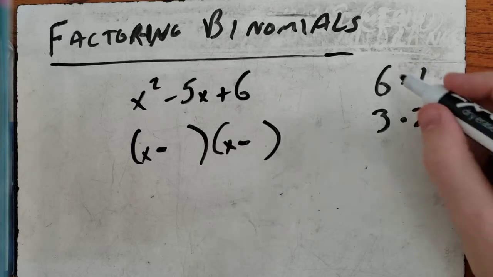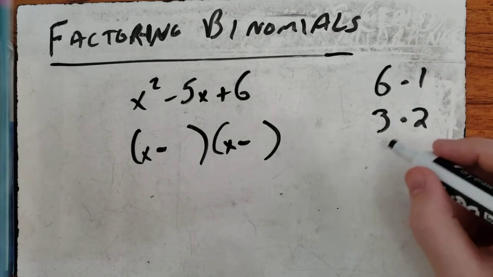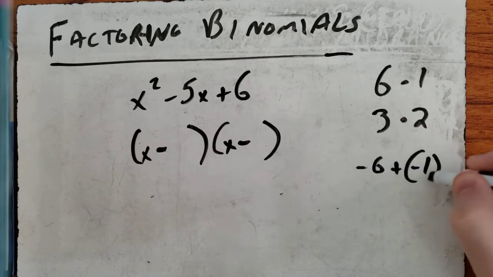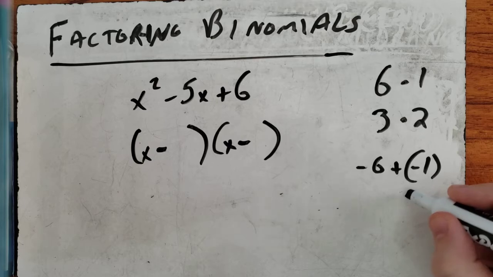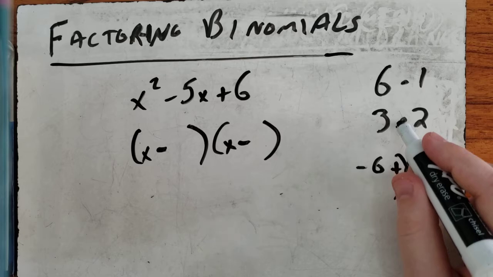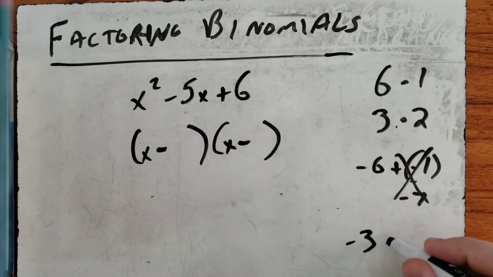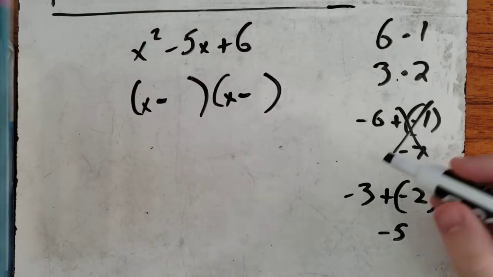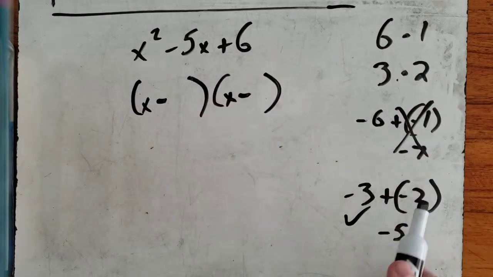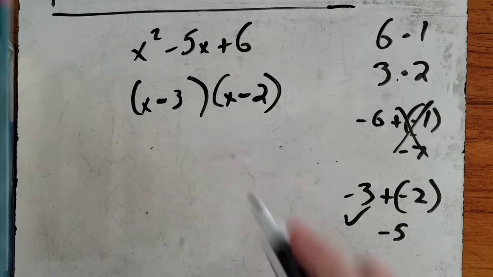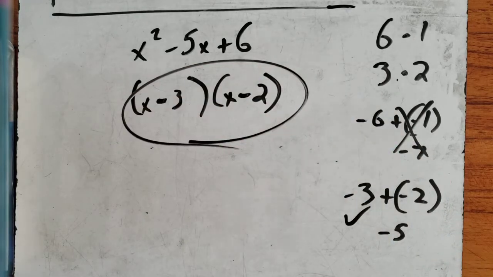Okay. So basically we're adding these. Okay. So negative 6 plus a negative 1, what does that give us? That gives us a negative 7, right? And that's not going to work. We need negative 5. So we try the other one, negative 3 plus a negative 2. Negative 3 and negative 2 gives us a negative 5. All right, and that's what we want. So our answer, 3 here, 2 here, the negative's already in front, and that's our final answer. Okay.